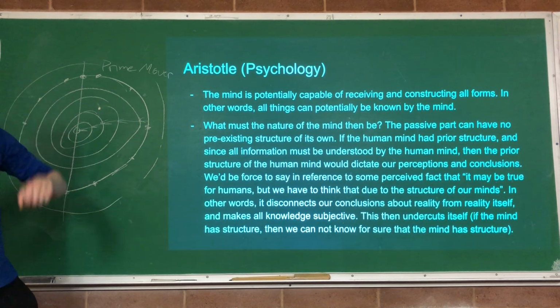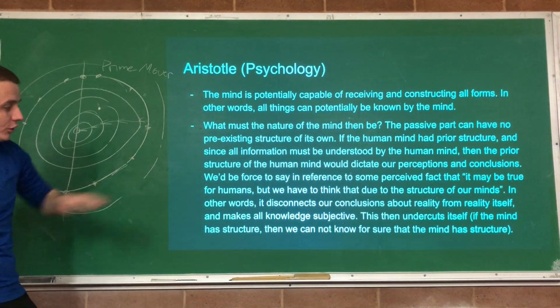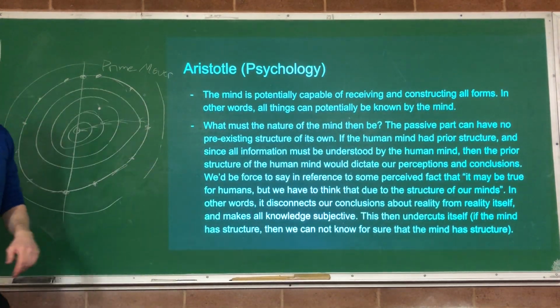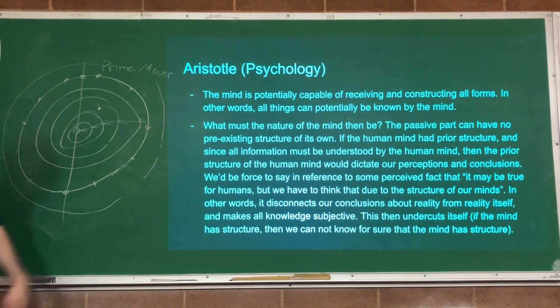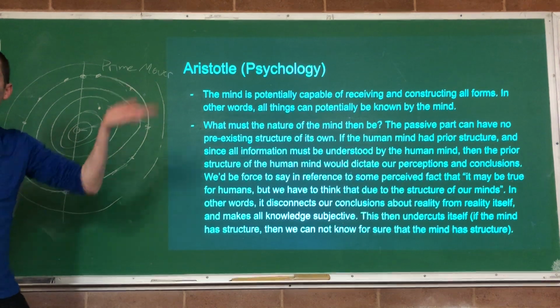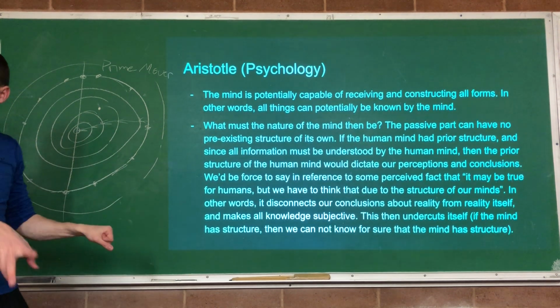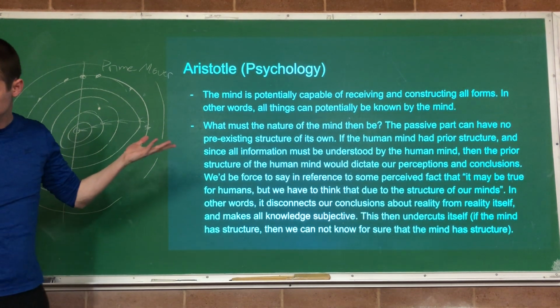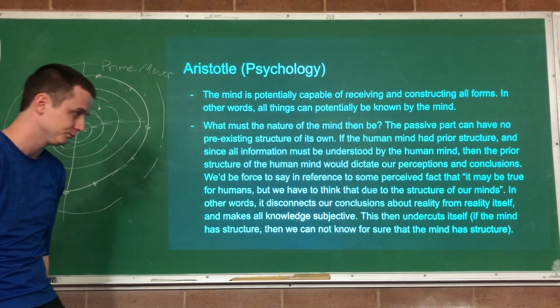And he says that there isn't? He says that there isn't any pre-existing structure. It may be true for humans, but we have to think that due to the structure of our minds. That's what some objection could be to some fact of reality. In other words, it disconnects our conclusions about reality from reality itself. Maybe they happen to align, maybe they don't. Maybe when I type that computer program, it spits out 1 + 1 is 5. Maybe it spits out 1 + 1 is 2. Maybe it spits out truth, maybe not. It doesn't have a choice in the matter. It can only do what its structure allows it to do.